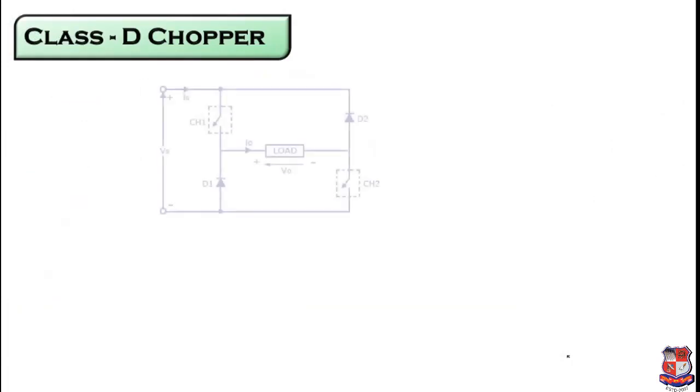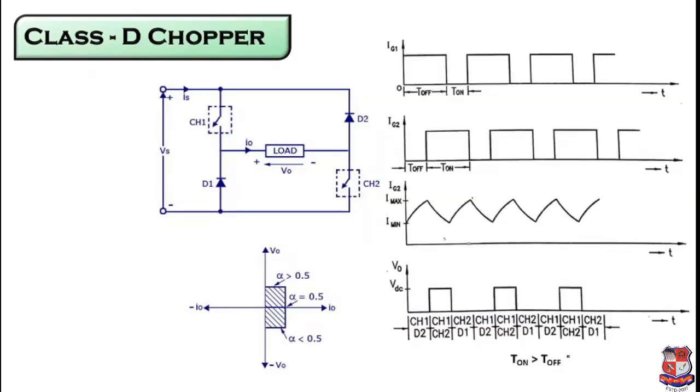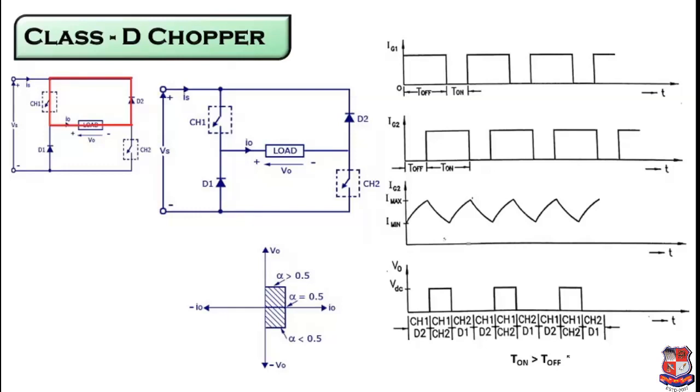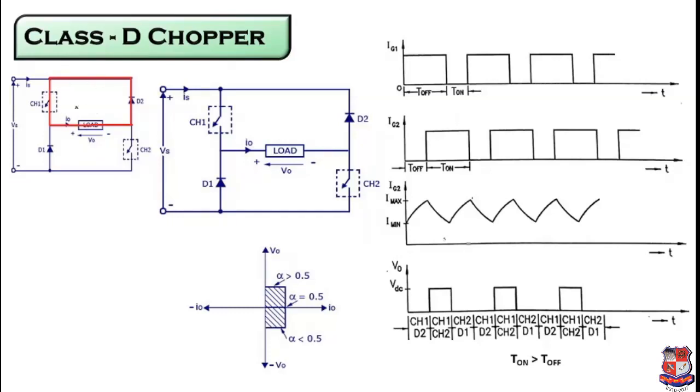Let us study the next mode for the same configuration when T on is greater than T off. In T on greater than T off, again the sequence remains the same, but initially CH1 and D2 operate, which was studied in the last mode. We can see that here CH1 D2 is on, so the output current has the same direction, but the output voltage is 0 initially. Output voltage is 0 and current flows now from minimum to maximum.